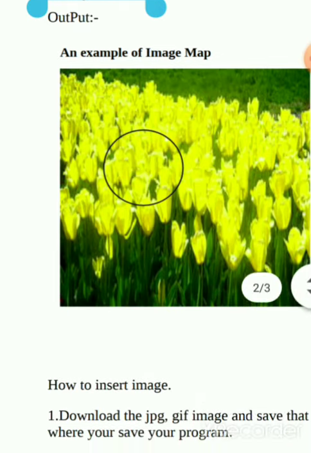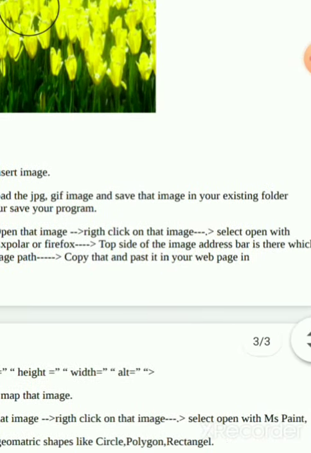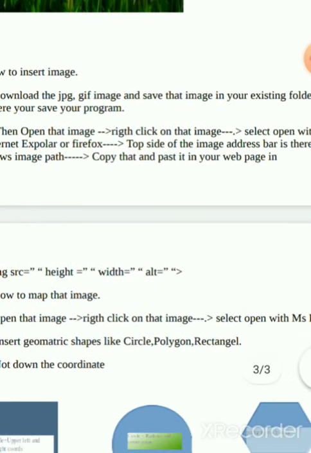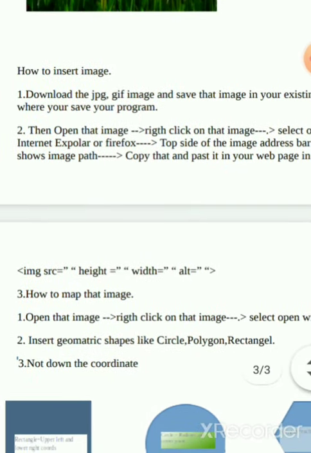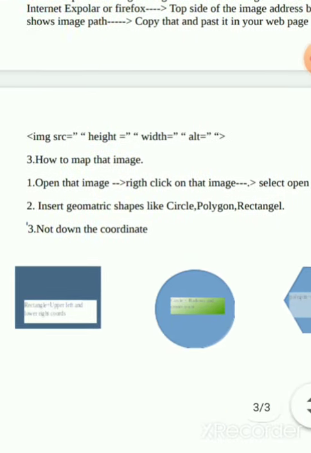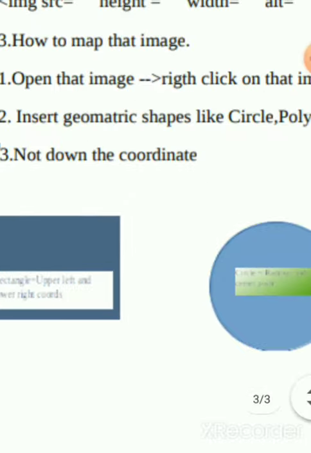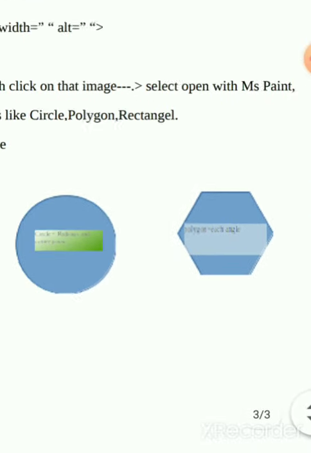My dear students, here I am giving information about how to download a jpg image and save that image in the existing folder where you save your program. Then open the image, right click on the image and select open with Internet Explorer. So this is the process of how to insert the image and how to open the image for taking coordinates or drawing the shapes in MS Paint. All these things are given here. In these shapes I mentioned for rectangle, upper left and lower right, for circle, radius and center point, and for polygon, each and every angle. So this is your image mapping example.